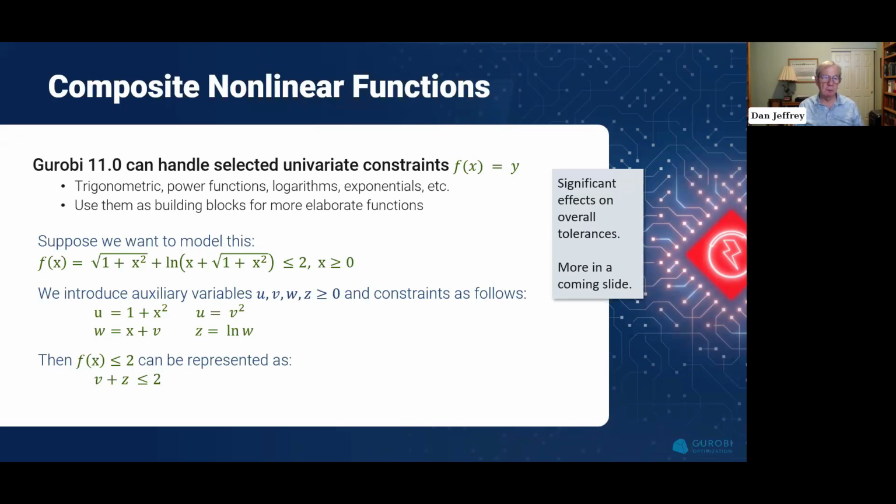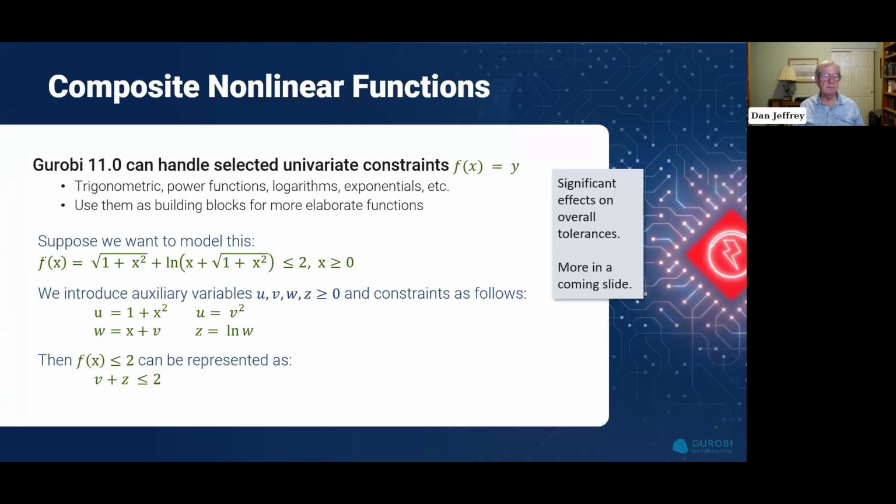We break it down. We use auxiliary variables. Here we want to express this long function of x. And so we're going to use variables u, v, w, and z to decompose that. So we'll take the 1 plus x squared, and we'll assign that to u.